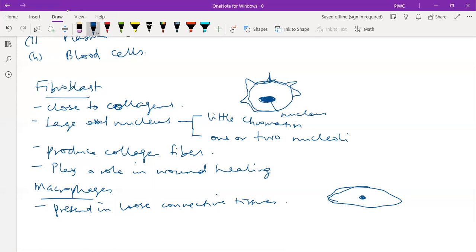So the living macrophage has a very active surface membrane. These cells are intensely phagocytic. So they engulf particles, they take in particles like bacteria.